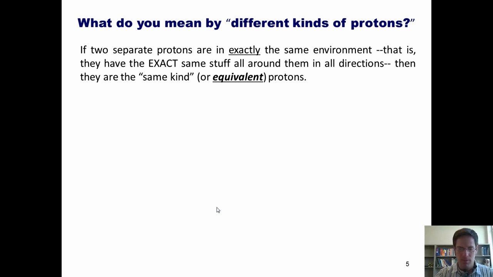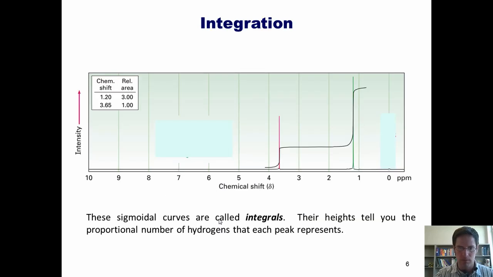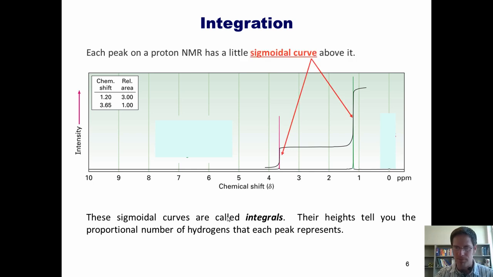Well, if two separate protons are in exactly the same environment, that is, they have the exact same stuff all around them in all directions, then they are the same kind of, or equivalent, protons. You should already understand this, of course, but to put your knowledge to the test, I ask you, how many different kinds of protons are there in each of the following molecules? The answer to each of those questions tells you how many different signals you'll see in the proton NMR for those molecules.